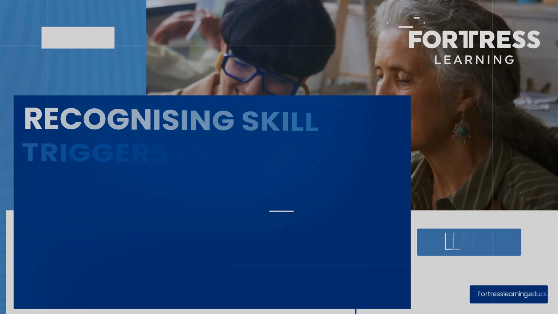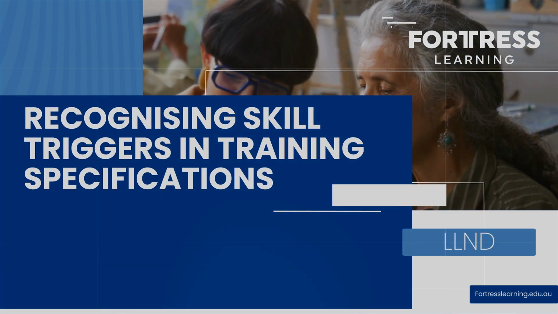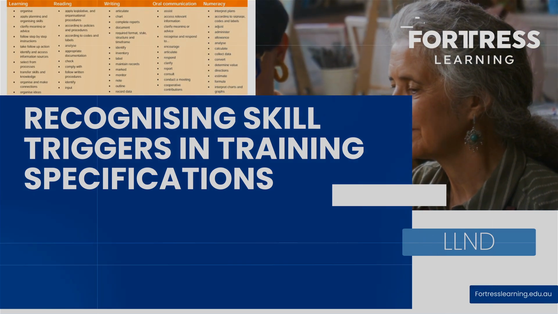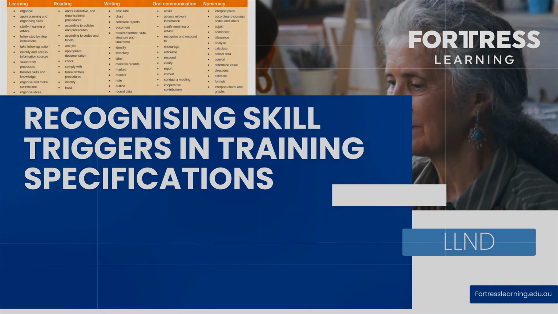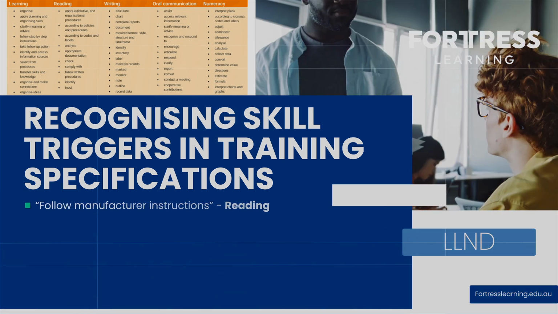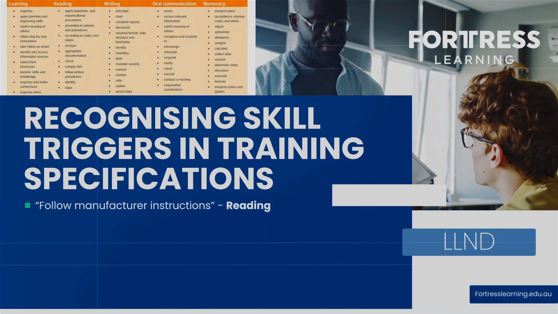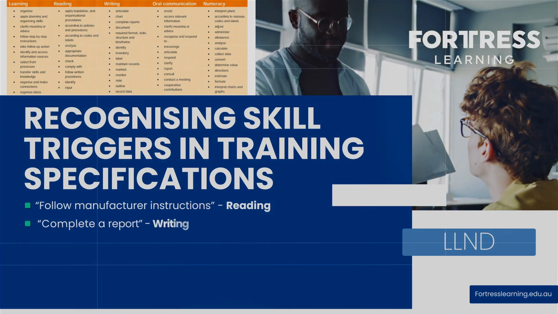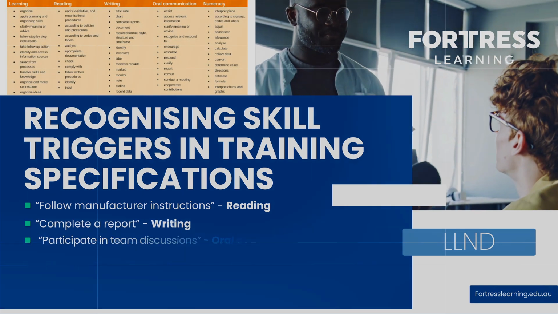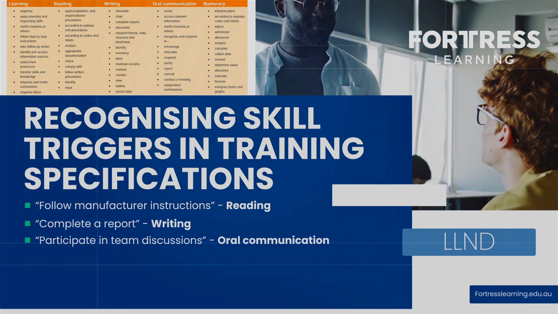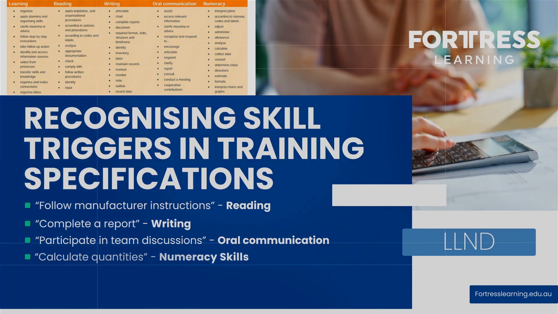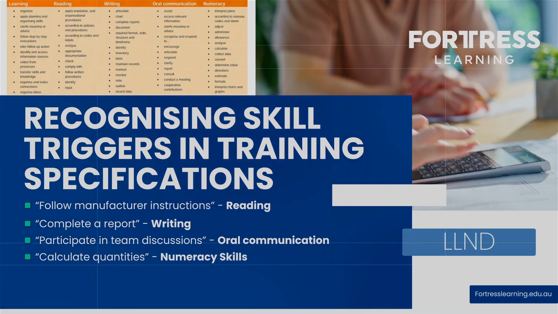Recognizing skill triggers in training specifications. You can also look for trigger words within the training specification that signal specific skill areas. For example, follow manufacturer instructions equals reading. Complete a report translates to writing. Participate in team discussions refers to oral communication. Calculate quantities means numeracy skills.